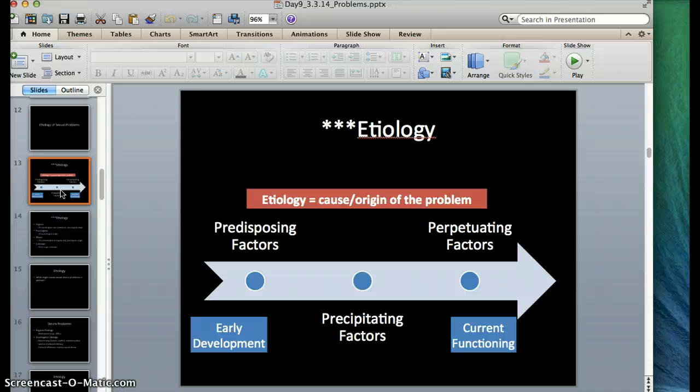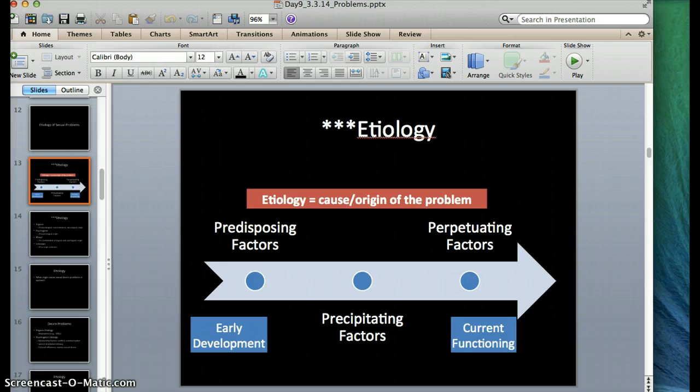So predisposing factors, they typically begin in early development. So this is things like how you were raised, or whether you've had any sexual abuse that may have occurred, or your age of puberty, or your age of first intercourse. And then precipitating factors are things that may bring about the problems.